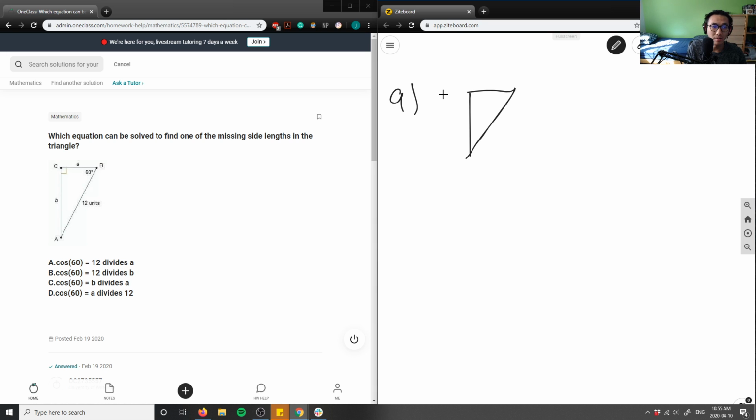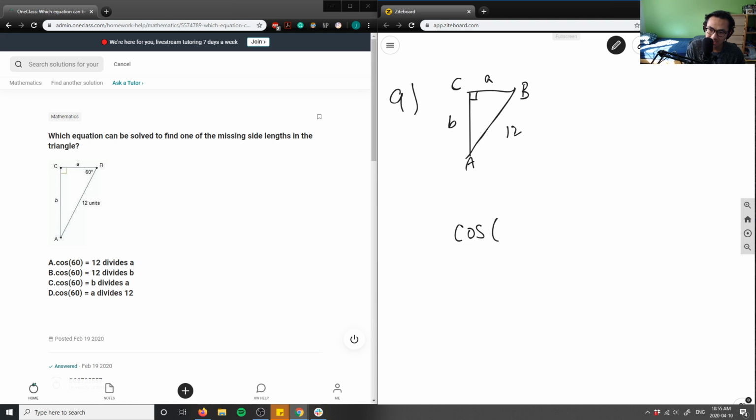It's saying this here is A, this here is B, this is 12, and the points are A, B, and C, and this is a right angle triangle. So which equation can be solved to find one of the missing lengths in the triangle? I'm giving four options here, cos 60 for all of them, and these are all varied. Which means our answer has to be cos 60.